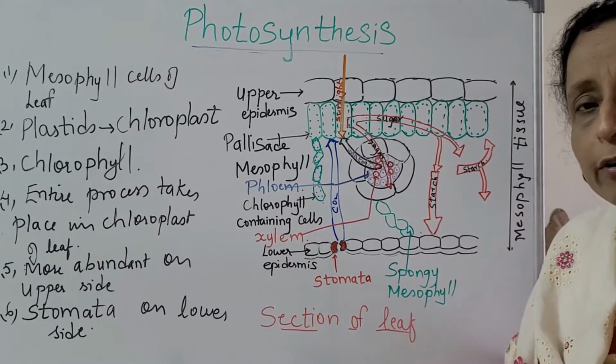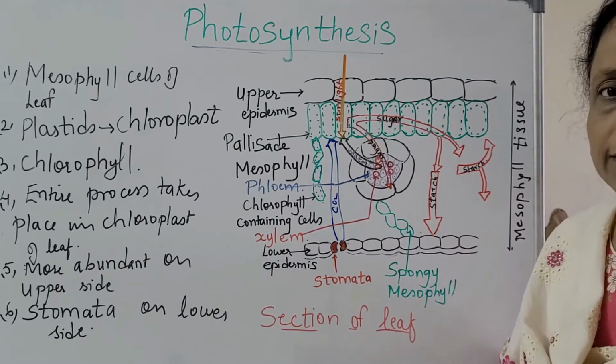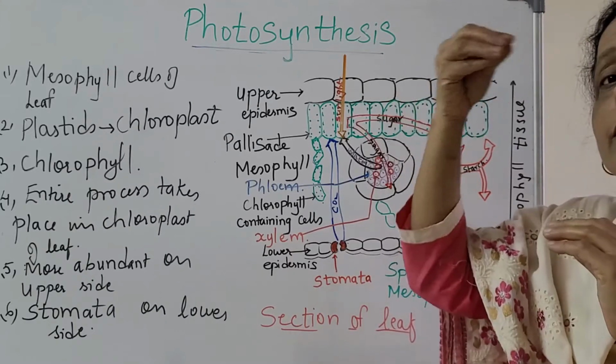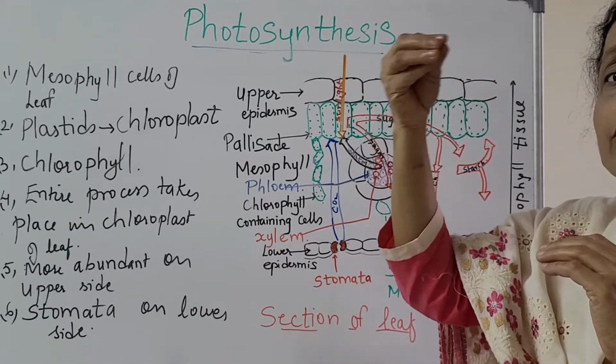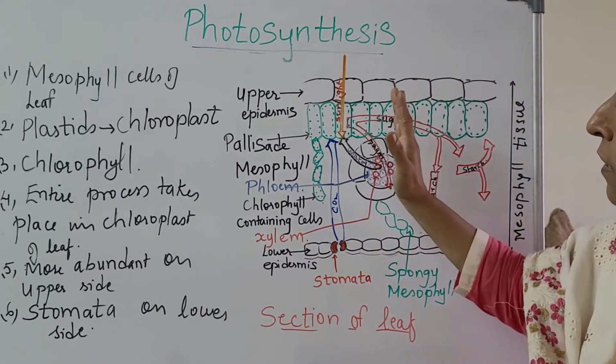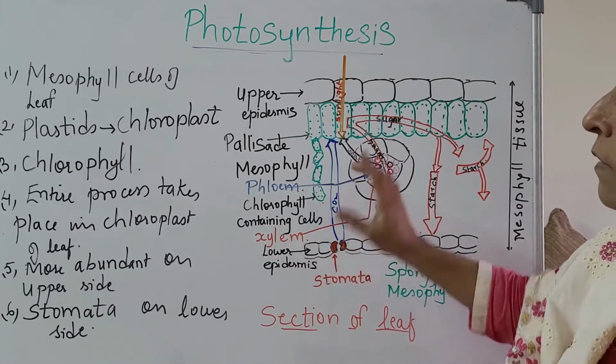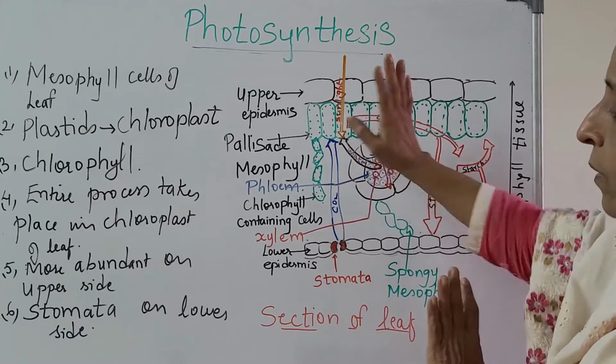They'll go to different organs of the plant, and then extra starch will be stored in the grain, in the fruits. So here you have to understand the structure. Simple structure, upper, lower epidermis.